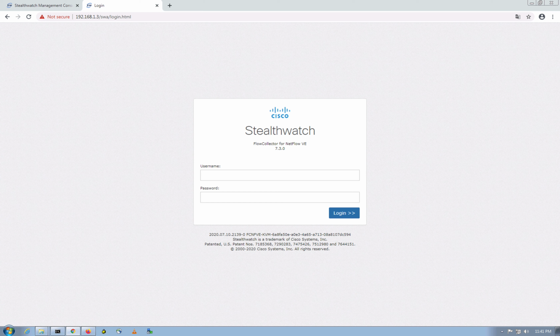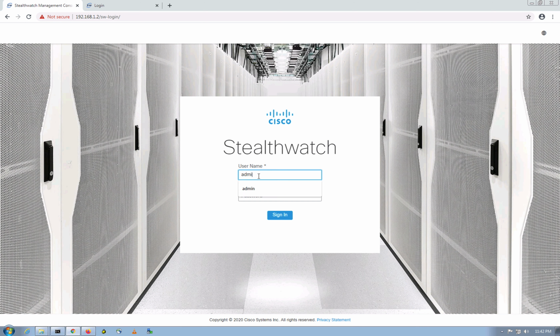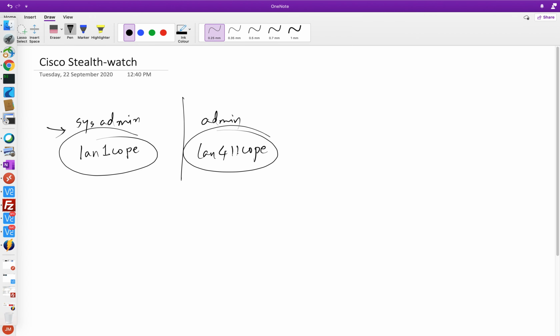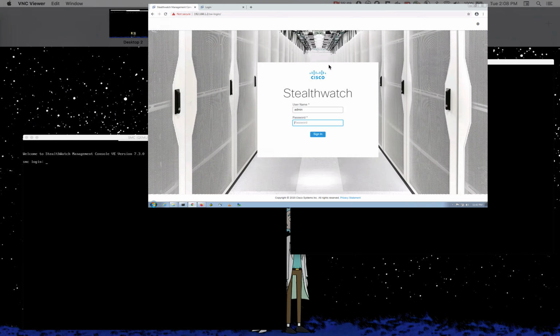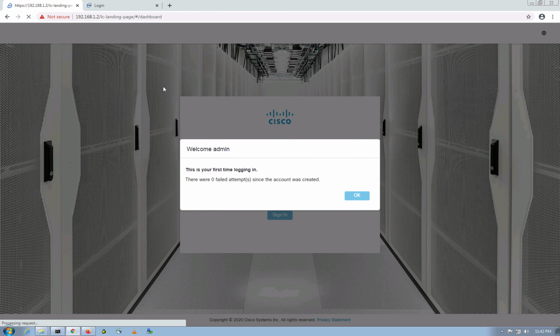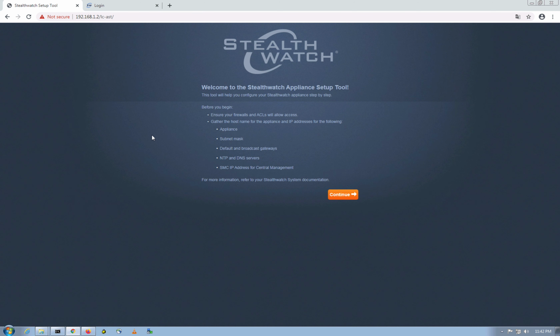Let's probably do the SMC first. Let's go to SMC, admin, and remember the password which I wrote here, which is LAN 411 scope. I'm going to use that and log in. It's trying to log me in. It might be a bit slow because, like I said, these are very heavy systems. But it looks good.